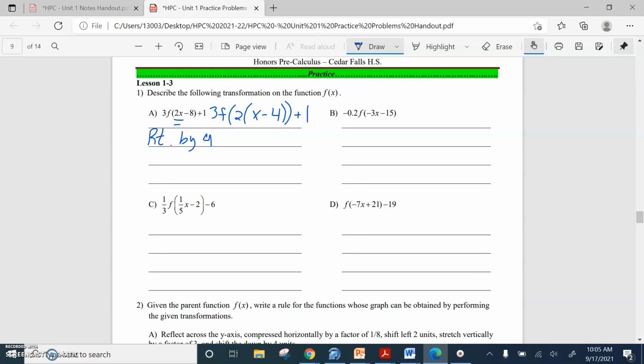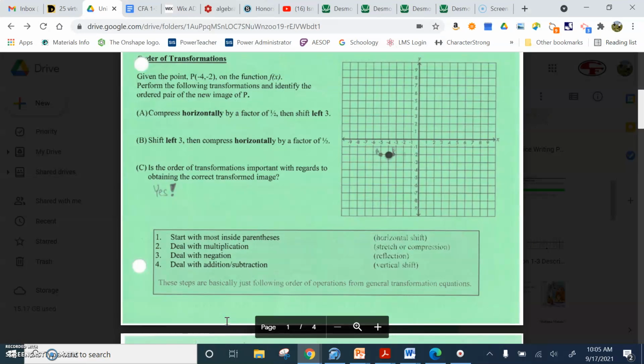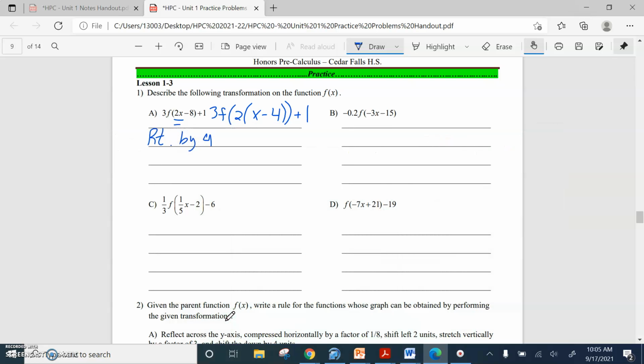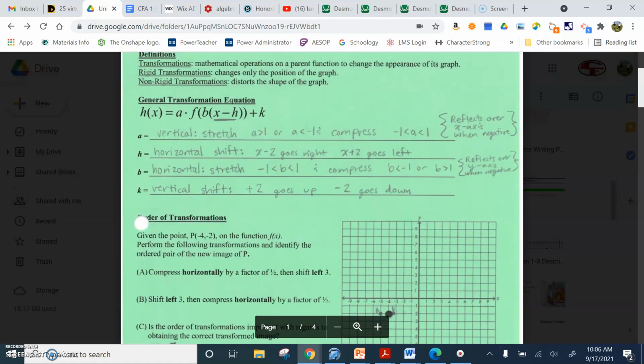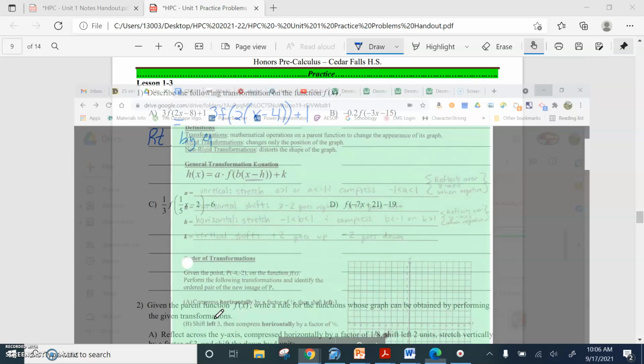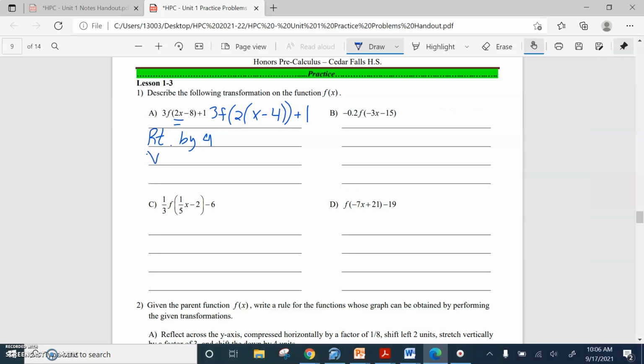So we look at the next one. Next one says deal with multiplications. Well, here we have both a 2 times the x and a 3 times the function. So it does not matter which one you describe first, as long as you do them together. So I'll describe the 3 first. The 3 on the outside, again, that's that a out front. That is a vertical, either a stretch or compress. And it is a vertical stretch, because it's greater than 1. We know it's vertical because it's out front.